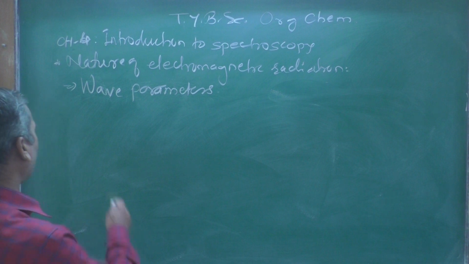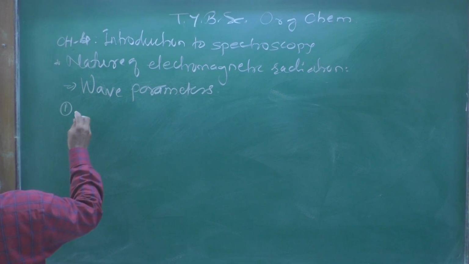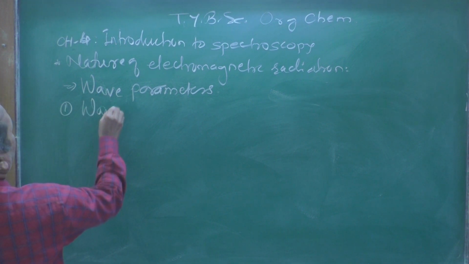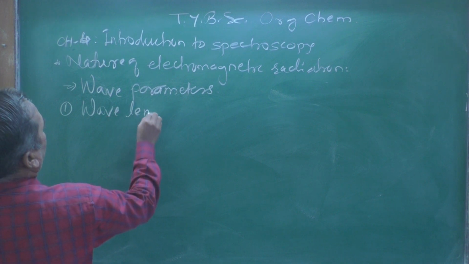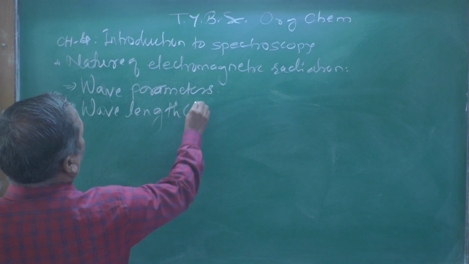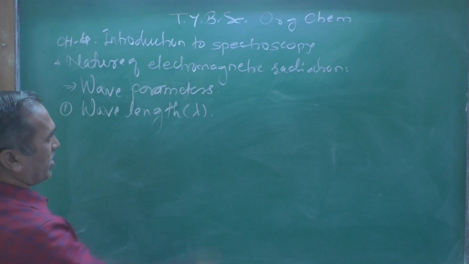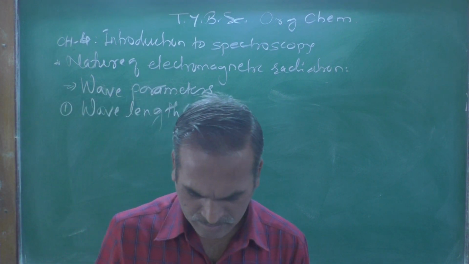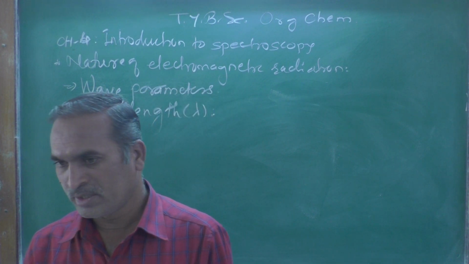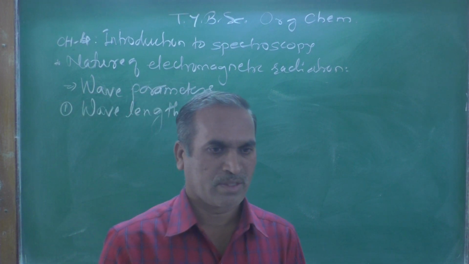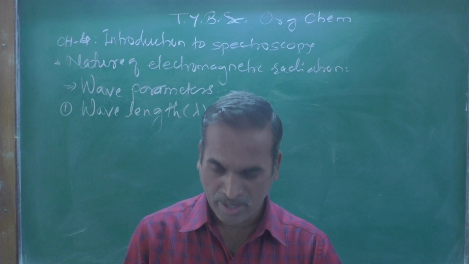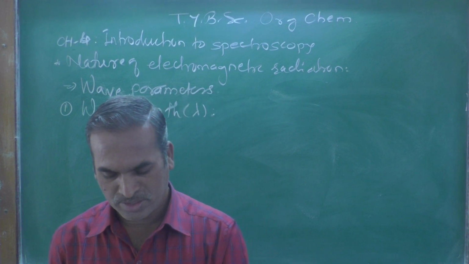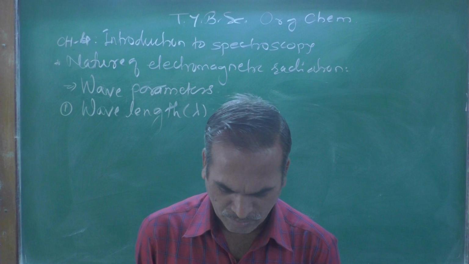Among the wave parameters, the first one we are going to discuss is wavelength, and it is represented by the symbol lambda. This is the first and a very prominent parameter we are discussing here, that is wavelength.